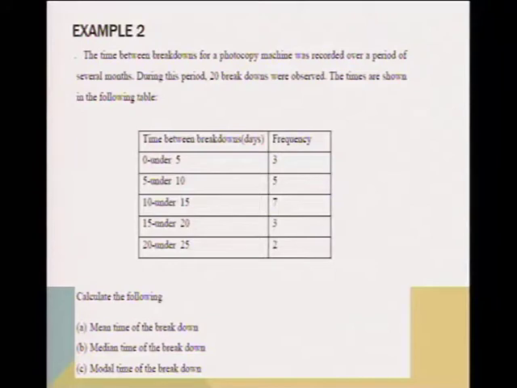Now you also get a table as shown on the screen, and you're asked to calculate the mean, the median, and the mode. Now how do you do it?